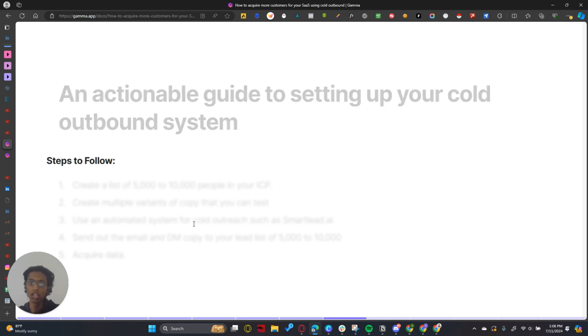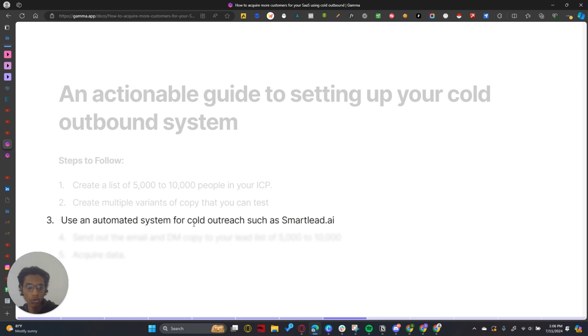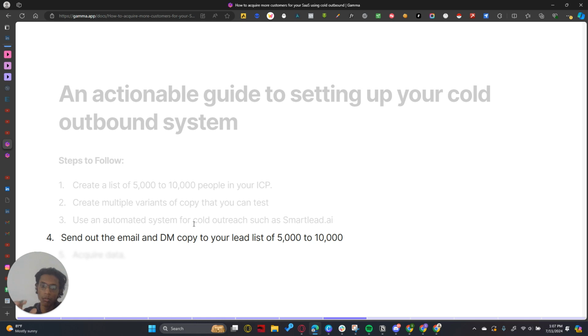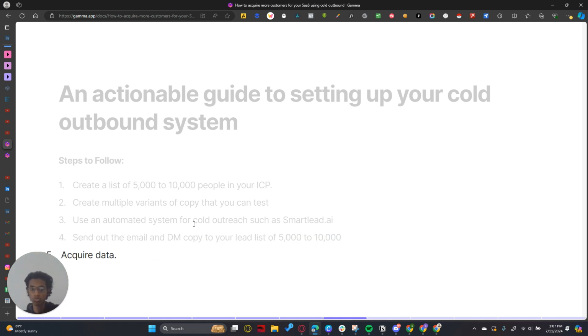Now, here's an actionable guide to setting up your cold outbound system. Here are the steps to follow. Step 1, create a list of 5,000 to 10,000 people in your ICP. Step 2, create multiple variants of copy that you can test. Step 3, use an automated system for cold outreach such as smartly.ai, and then send out the DM and email copy to your lead list. If you're using an automated system such as smartly.ai, then you'll be primarily leveraging cold email. And then after you do your outreach, you just acquire data.